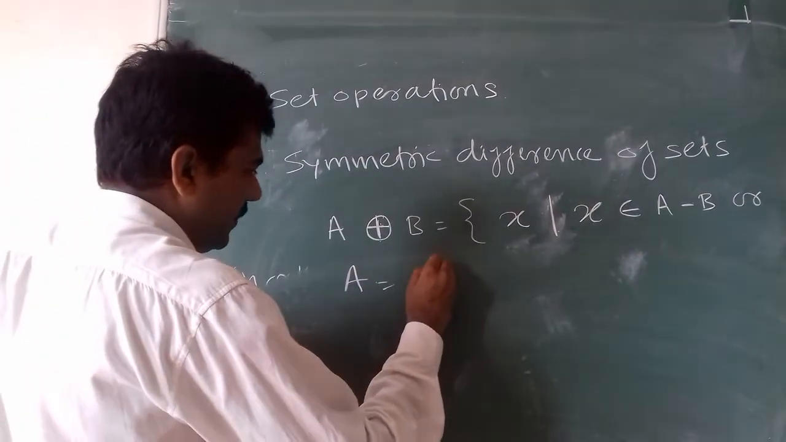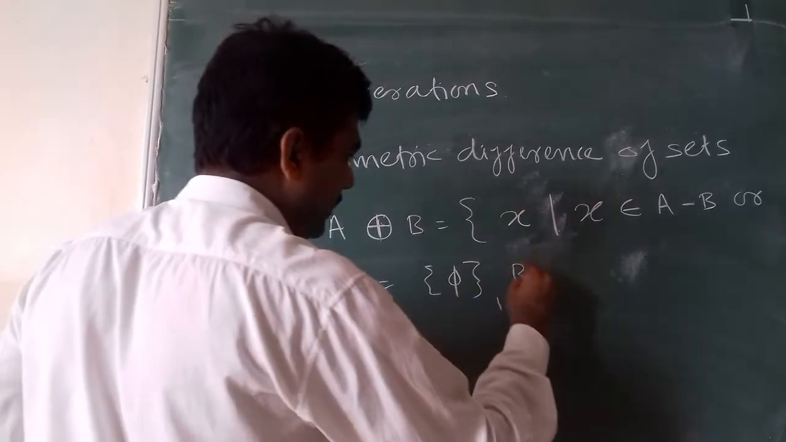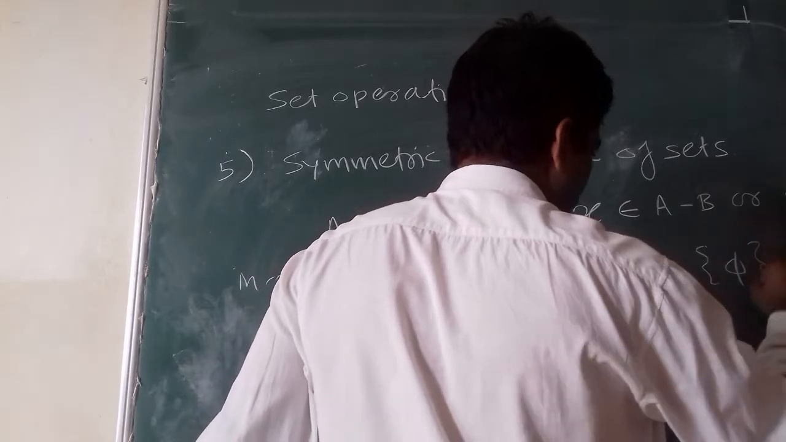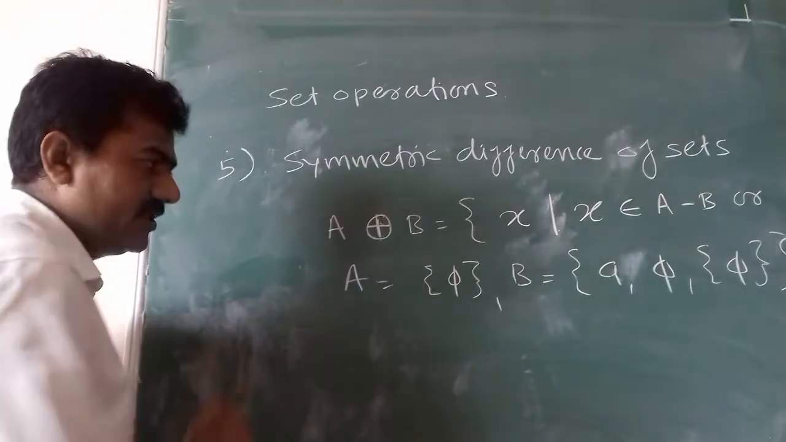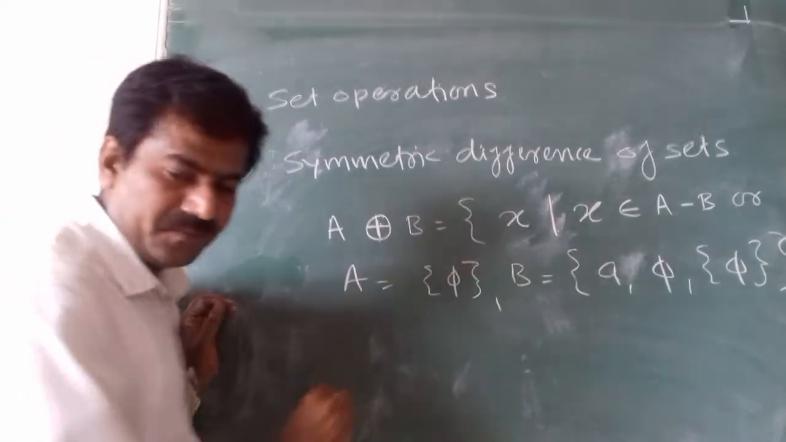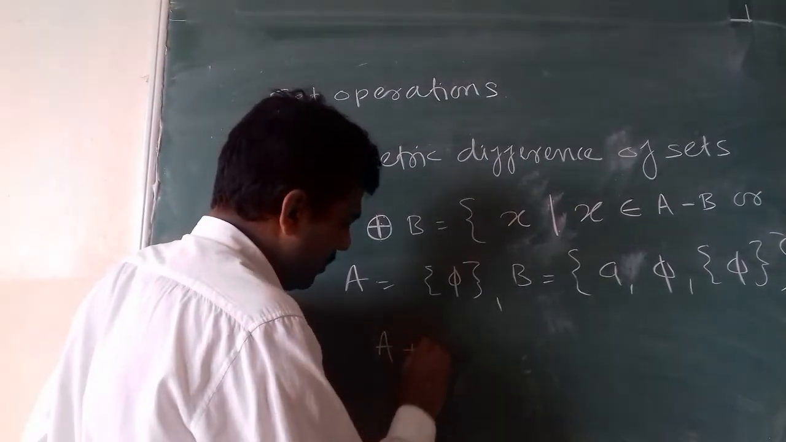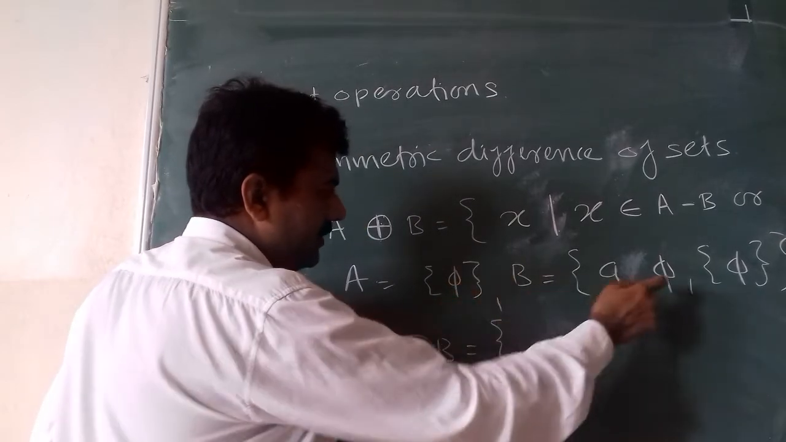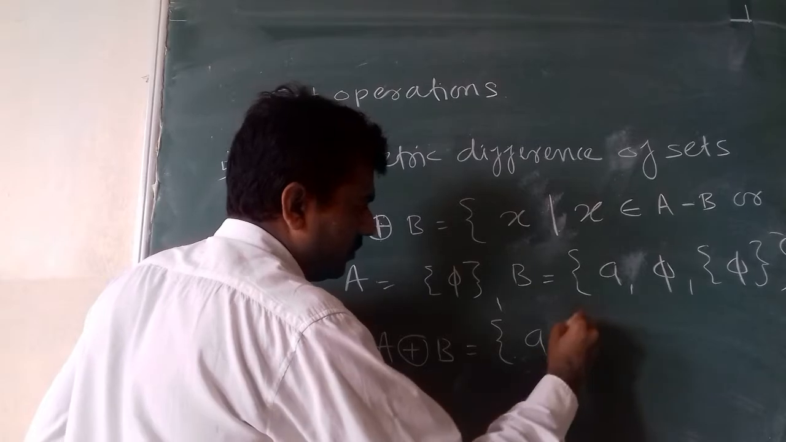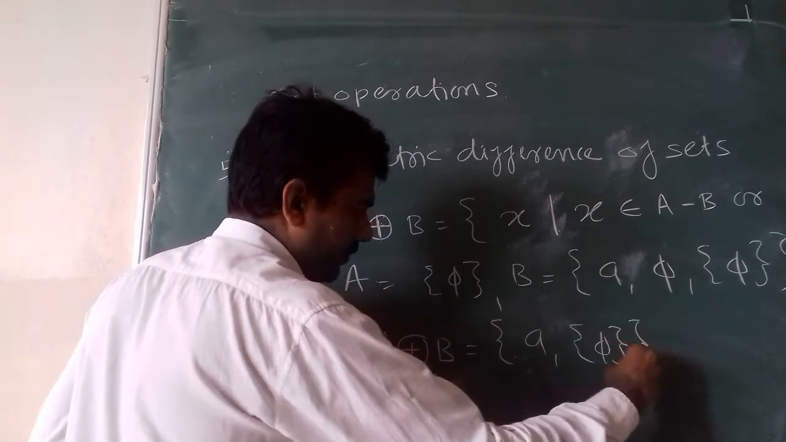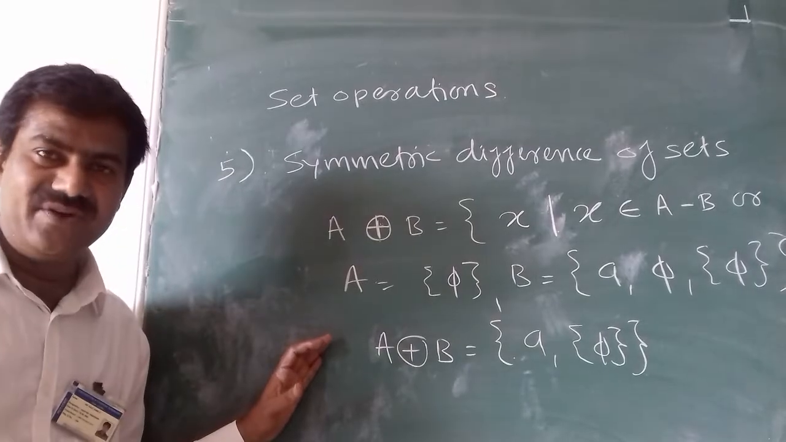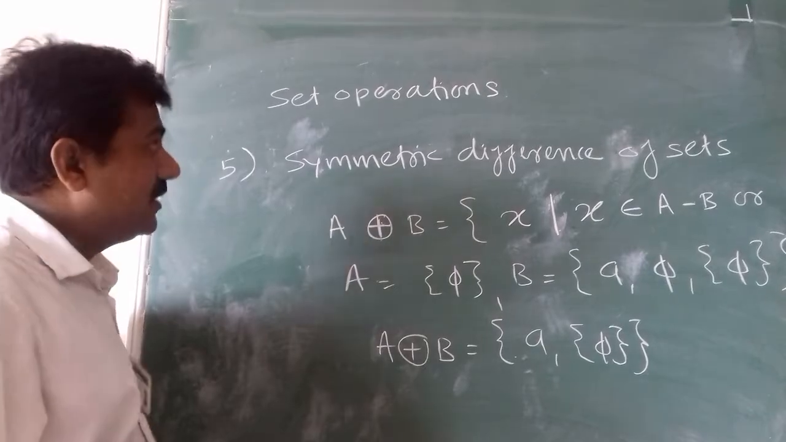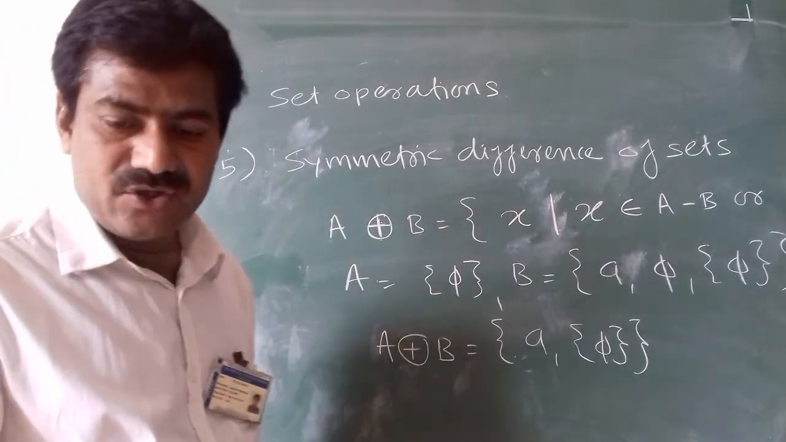Let A be a set with the element phi, and B be another set with the elements A, comma, phi. Now tell me, what is the symmetric difference of these two? A symmetric difference B is equal to, the common element is this phi, right? So remove that common element. The resultant set is your symmetric difference. So this is the fifth set operation, that is the symmetric difference of the sets.